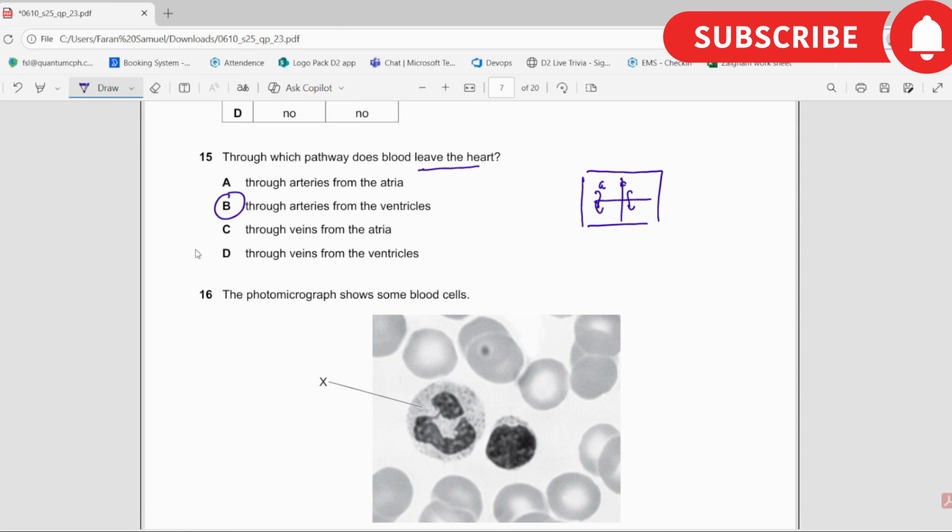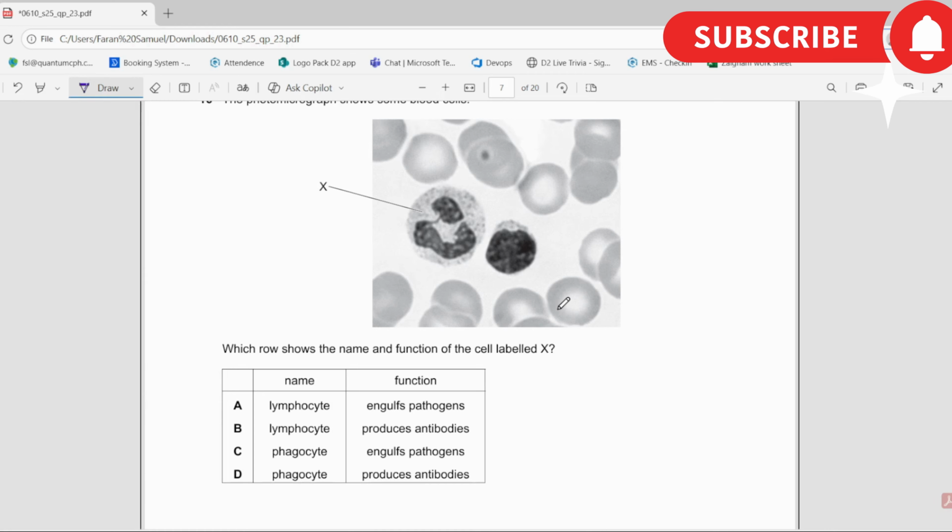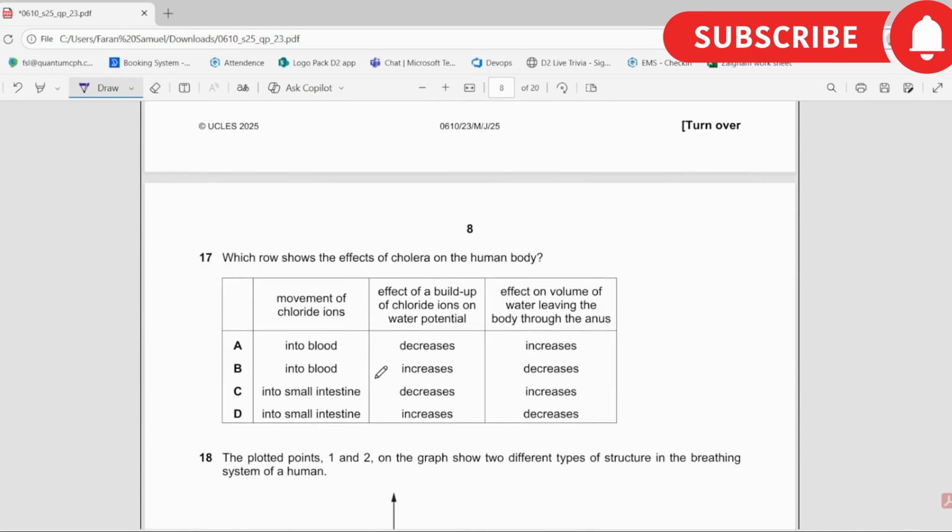The diagram is given. What is X? It engulfs pathogens. This one is a phagocyte because it has a lobed nucleus. The lymphocyte has a complete nucleus, so this one is a lymphocyte. Good. What are these cells? Red blood cells. What are the adaptations of red blood cells?